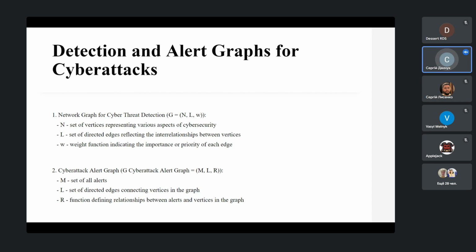And the cyber alert graph, with a set of alerts, a set of directed edges connecting vertices in the graph, and a function defining relations between alerts and vertices in the graph. This graph allows the cybersecurity system to track and analyze potential routes of cyber attacks, responding to the base and the time and type of vulnerabilities.